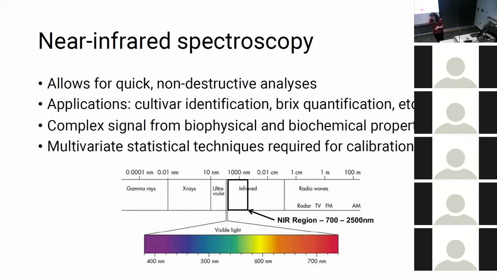And what it is, the spectrometer measures the reflectance of light in the near-infrared region of the electromagnetic spectrum, which goes from about 700 to 2,500 nanometers. And the reflectance in this region represents a complex signal from the physical and chemical properties of whatever is being scanned. Because the signal is complex, it requires multivariate statistical techniques to be able to decipher what's going on. And then it also requires the development of calibration models for use in each and every application. So cultivar identification in beans will require a different model from measuring Brix in apples.